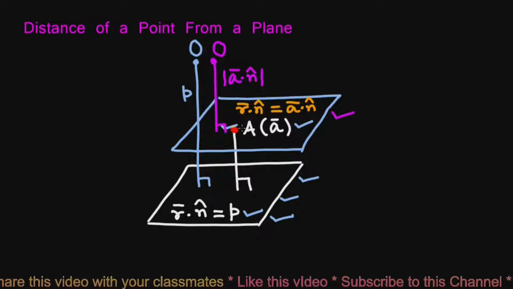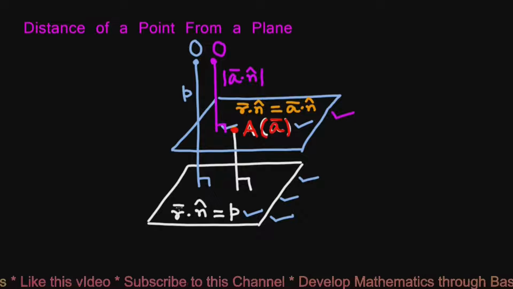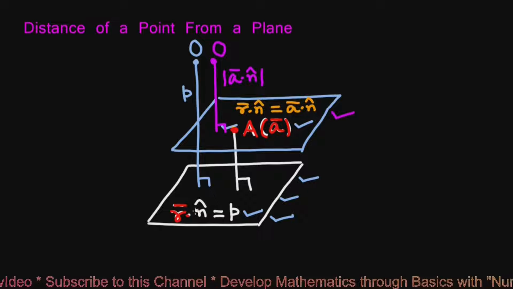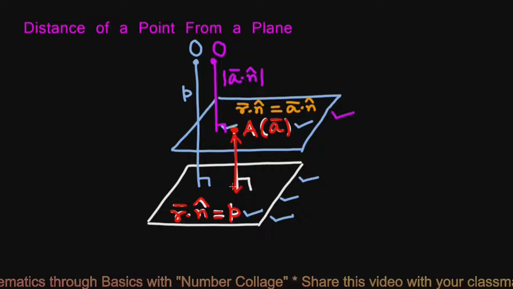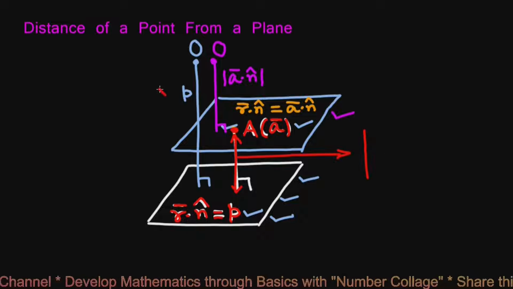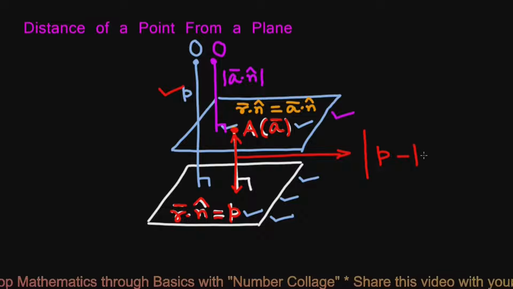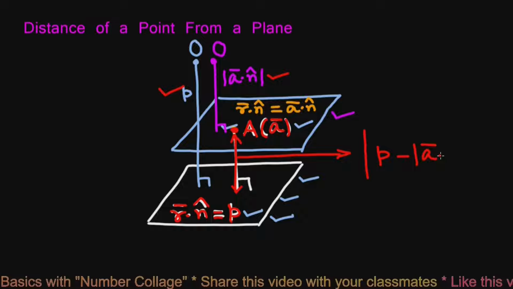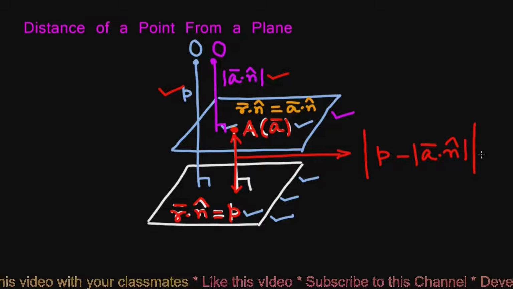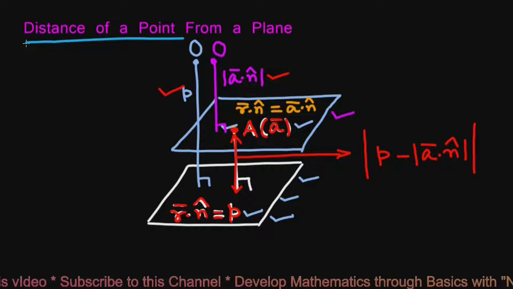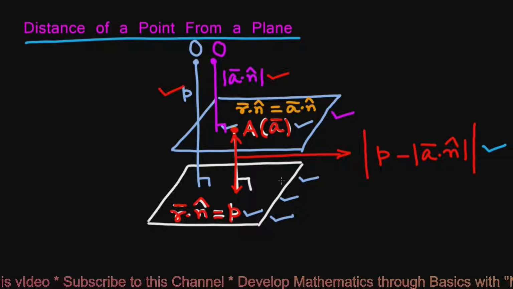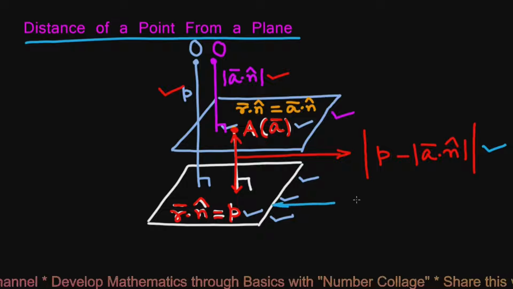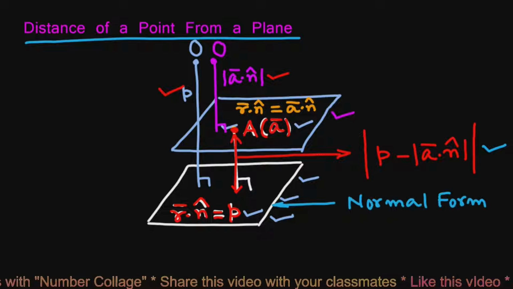Hence, distance of point A bar from the plane r bar dot n cap equals p will be given by mod of this p minus mod of this a bar dot n cap. This is how we can find distance of a point from a plane. Here it is important that the equation of this plane should be in the normal form.